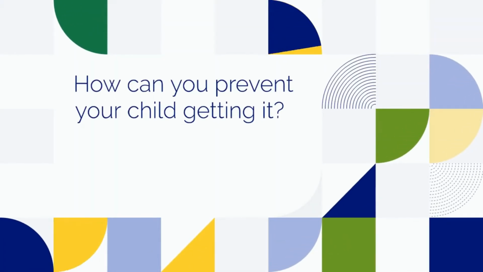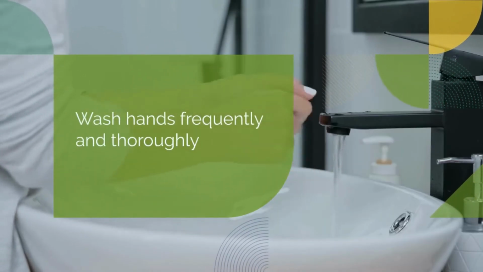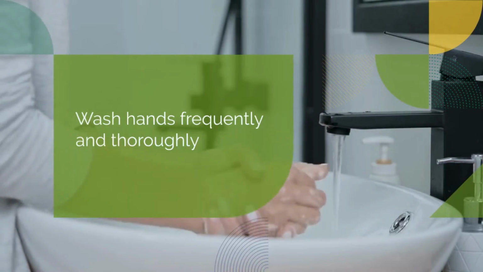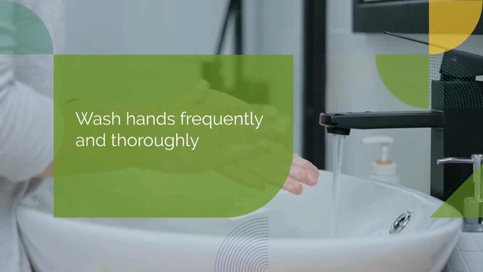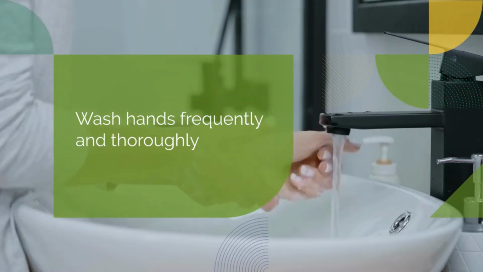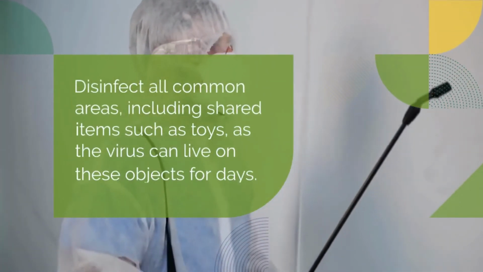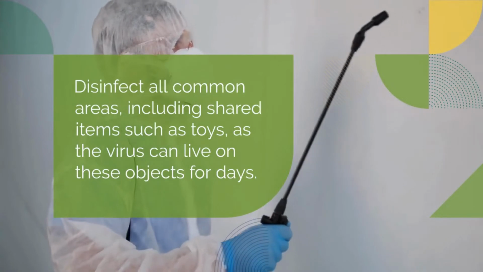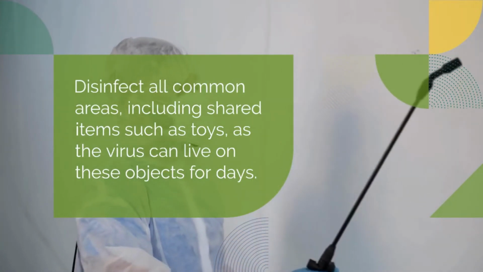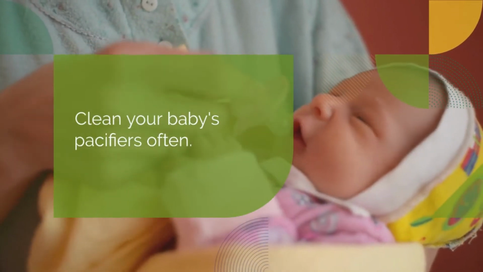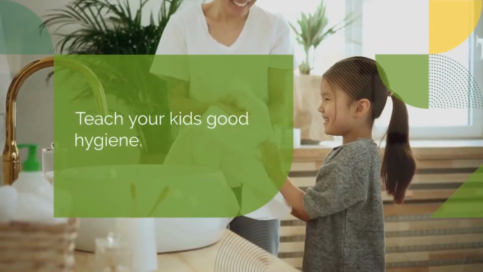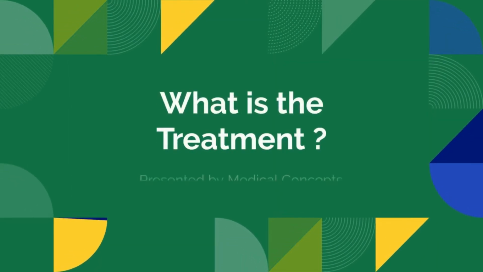How can you prevent your child from getting it? Certain precautions can help to reduce the risk of infection with hand, foot, and mouth disease. Wash hands frequently and thoroughly, especially after using the toilet or changing a diaper. Disinfect all common areas, including shared items such as toys, as the virus can live on these objects for days. Clean your baby's pacifiers often. Teach good hygiene.